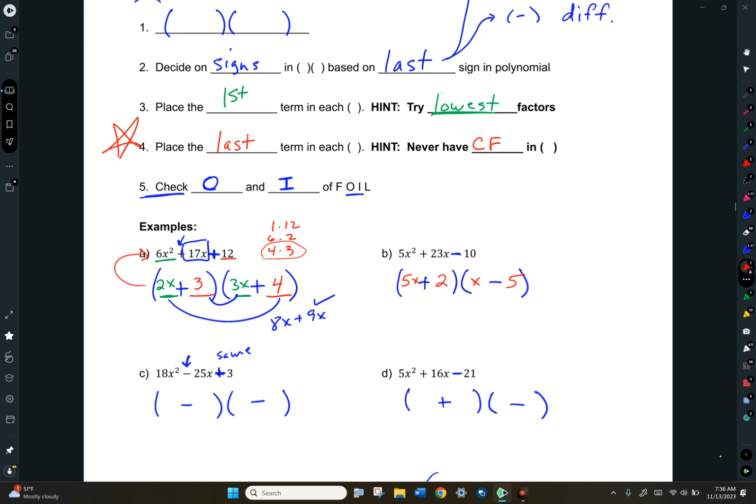Now, that's not a guarantee it works. This is just the first thing I'm going to try. So in order to check and see if it works, I need to see if the outer and inner give me that middle term of 23. So on the outer, I have negative 25x. And on the inner, I have positive 2x. Okay, so do you see that that gives me negative 23x? But don't I want a positive 23x?